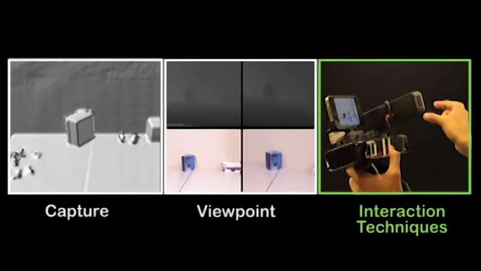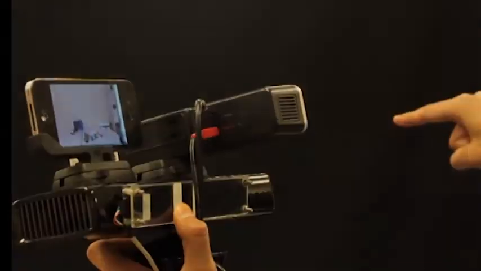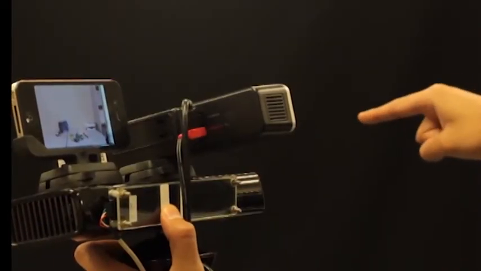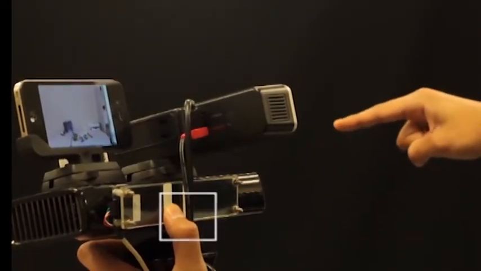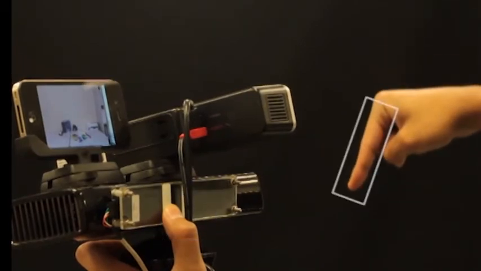BeThere allows users to perform spatial input to interact in a shared 3D environment. Here, we show a simple 3D pointing technique that can be activated by tapping the touch sensor, allowing the position and orientation of the finger to be used as input.